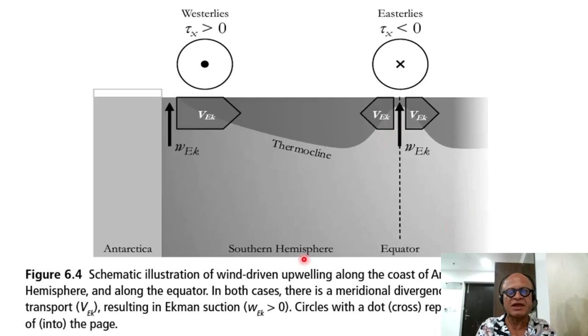So these are real examples of what happens, but you can see another schematic illustration of wind-driven upwelling along the coast of Antarctica in the southern hemisphere and along the equator here. So in both cases there is a meridional divergence of meridional Ekman transport, so you have τx, you have westerlies, so in the southern hemisphere y is in the negative direction, so τx is positive, it's going from west to east, so if you are looking in the western direction, you have the arrowhead towards you, so wind coming towards you, and the wind-driven circulation or Ekman transport is away from the coast in the southern hemisphere, remembering that you are pushing to the left of the wind, which requires Ekman suction or upwelling.